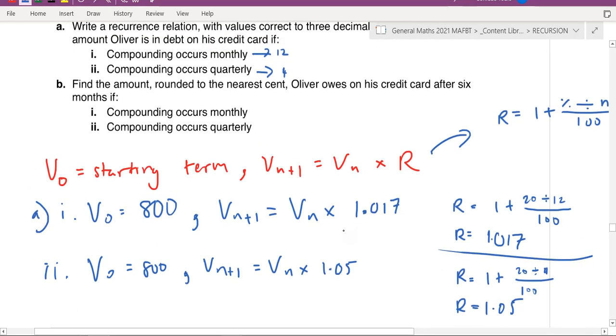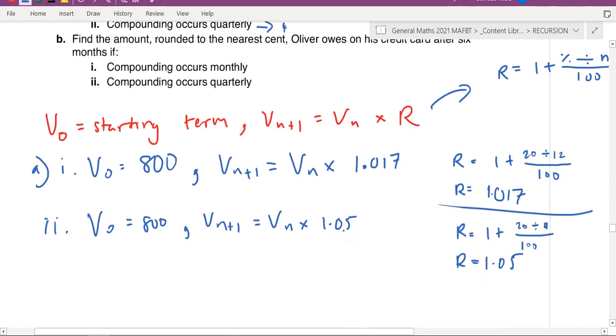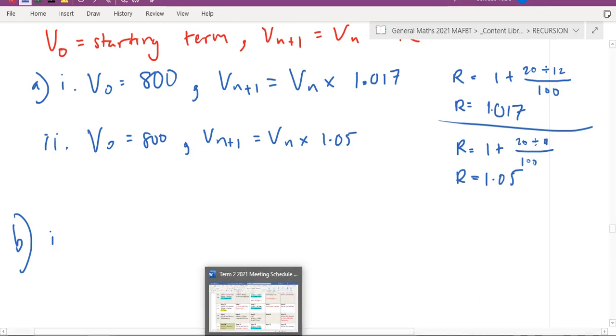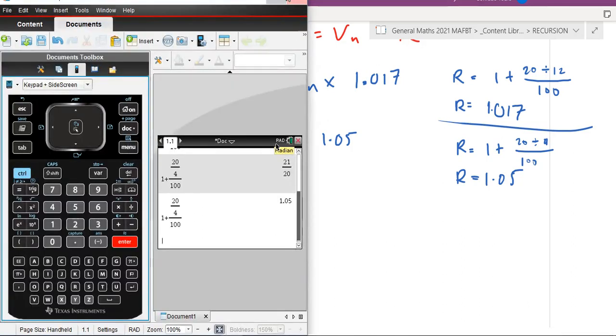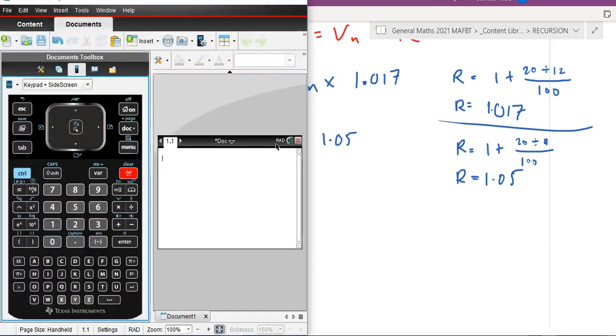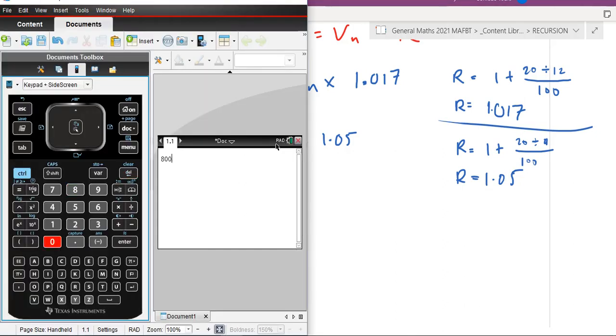Okay, next one. Find the amount, rounded to the nearest cent, that Oliver owes on his credit card after 6 months. So we're just trying to find what the value would be after 6 months using either of these formulas. For part A, remember that the recurrence relation is this, so you're multiplying by 1.017. So let's do that on our CAS. After 6 months, I'll just write that here, V6. Using your calculator for this, it starts at 800, and we're multiplying by 1.017.